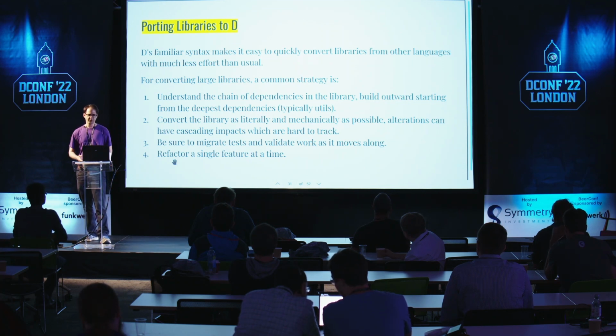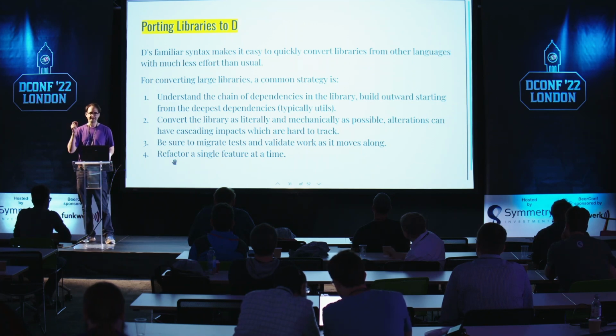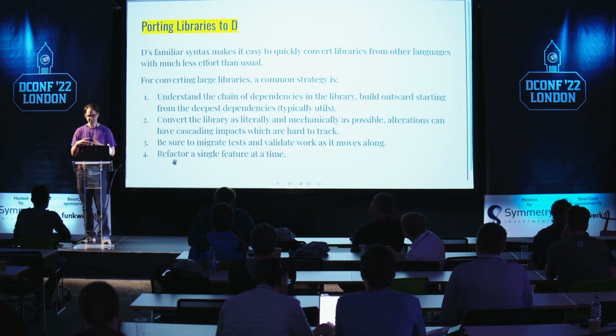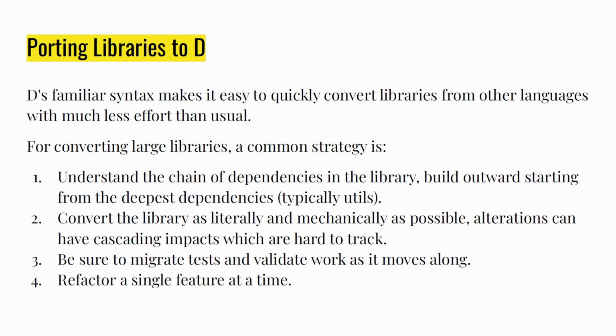So when you're converting, libraries often tend to be big. We're talking like 50, 60, 70,000 lines of code sometimes, and it doesn't take many bugs to basically ruin your efforts. So you want to minimize the number of moving parts when you're converting libraries. The first thing you want to do is, I have a big piece of code, you want to understand the chain of dependencies. What are the deepest things that nothing else depends on, and convert those first. These are usually utilities, data structures, that kind of stuff.